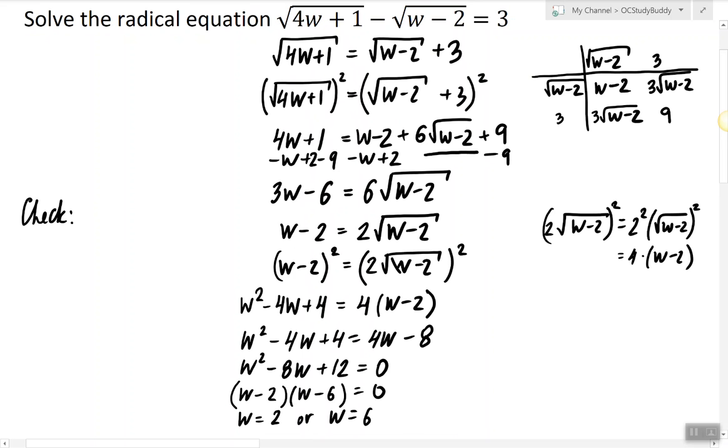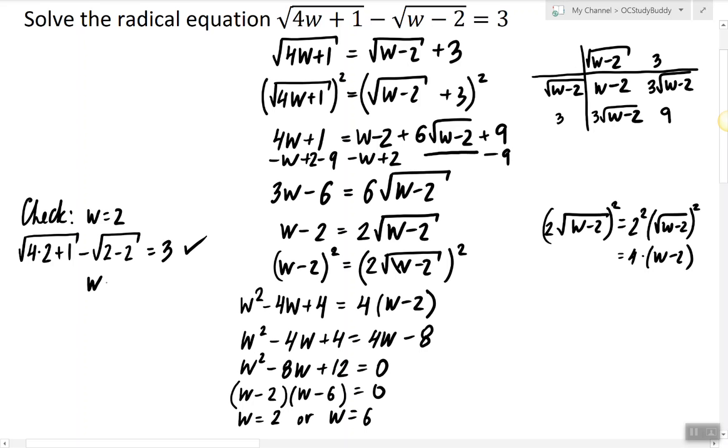So let's check w equals 2. The easiest way to check is to plug it back into the original equation and see if the right-hand side equals the left-hand side, or in other words, if the equation turns into a true statement. Square root of 9 is 3, 3 minus 0 is 3, so it checks out.